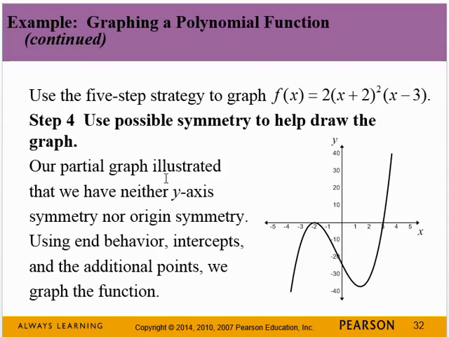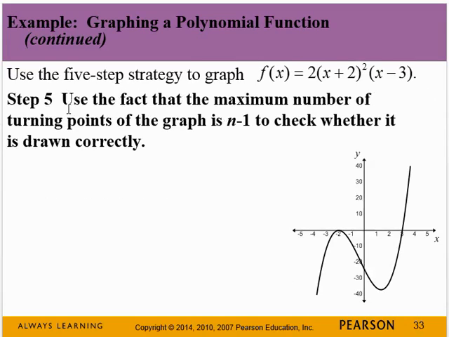So our partial graph illustrates that we have neither y-axis symmetry nor origin symmetry. Using end behavior, intercepts, and additional points, we graph the function. So use the fact that the maximum number of turning points of the graph is n minus 1 to check whether it is drawn correctly.